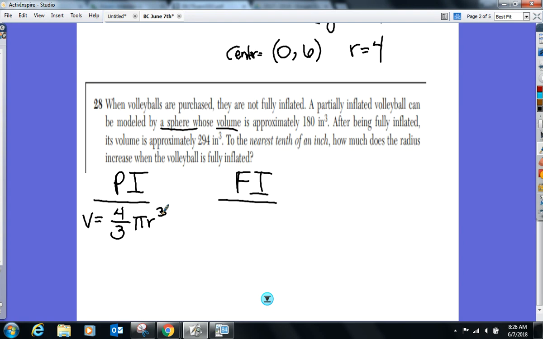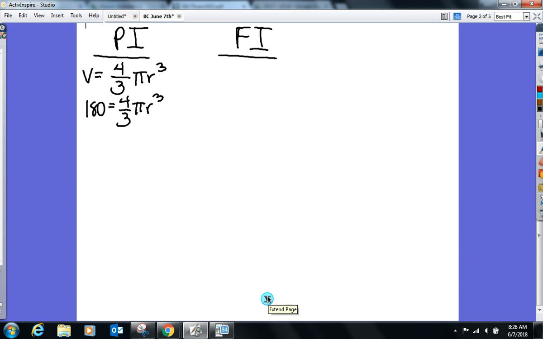Volume of a partially inflated one, 180 inches cubed equals 4/3 pi r cubed. You're solving for the radius. What are you going to do on both sides there? I would multiply. I'd get the fraction out of there just because I'm not a big fraction guy. So I'd multiply both sides by 3/4 first. But that's up to you. Whatever you do, do not round at the end. Keep that full decimal rocking.